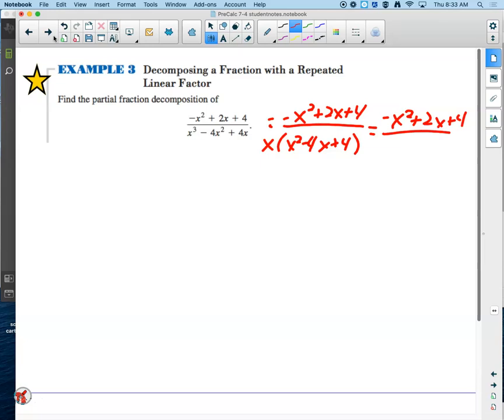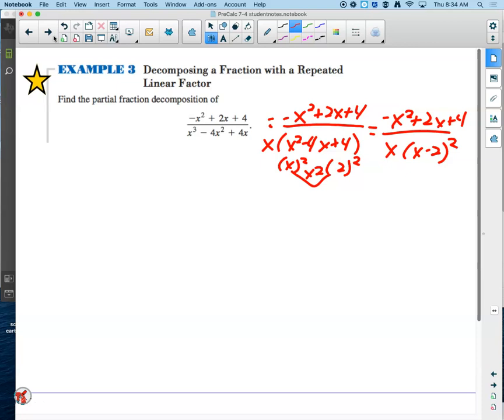X squared minus 4x plus 4. Oh, that might be a perfect square trinomial. Let's check that one out. That's x squared. That's 2 squared. If I take x times 2 and double it, do I get 4? That's a perfect square trinomial. So we have an x and then an x minus 2 squared. And it's important that we acknowledge that that's a squared.